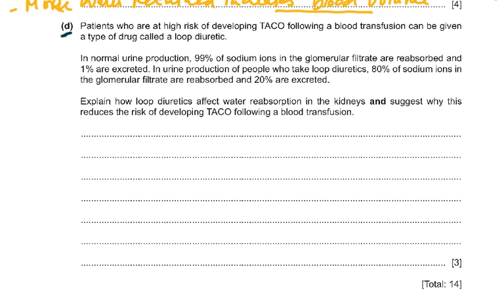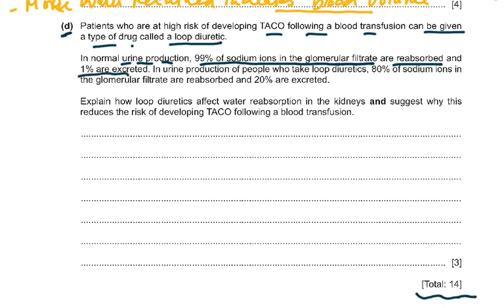Now coming to the last part of this question, and this is a 14-mark question, so it's a very intensive and very difficult question. Patients who are at a high risk of developing TACO following a blood transfusion can be given a type of drug called a loop diuretic. In normal urine production, 99% of sodium ions in the glomerular filtrate are reabsorbed and 1% are excreted. So in a normal healthy person, 99% of sodium ions are reabsorbed and 1% are gone in the urine.